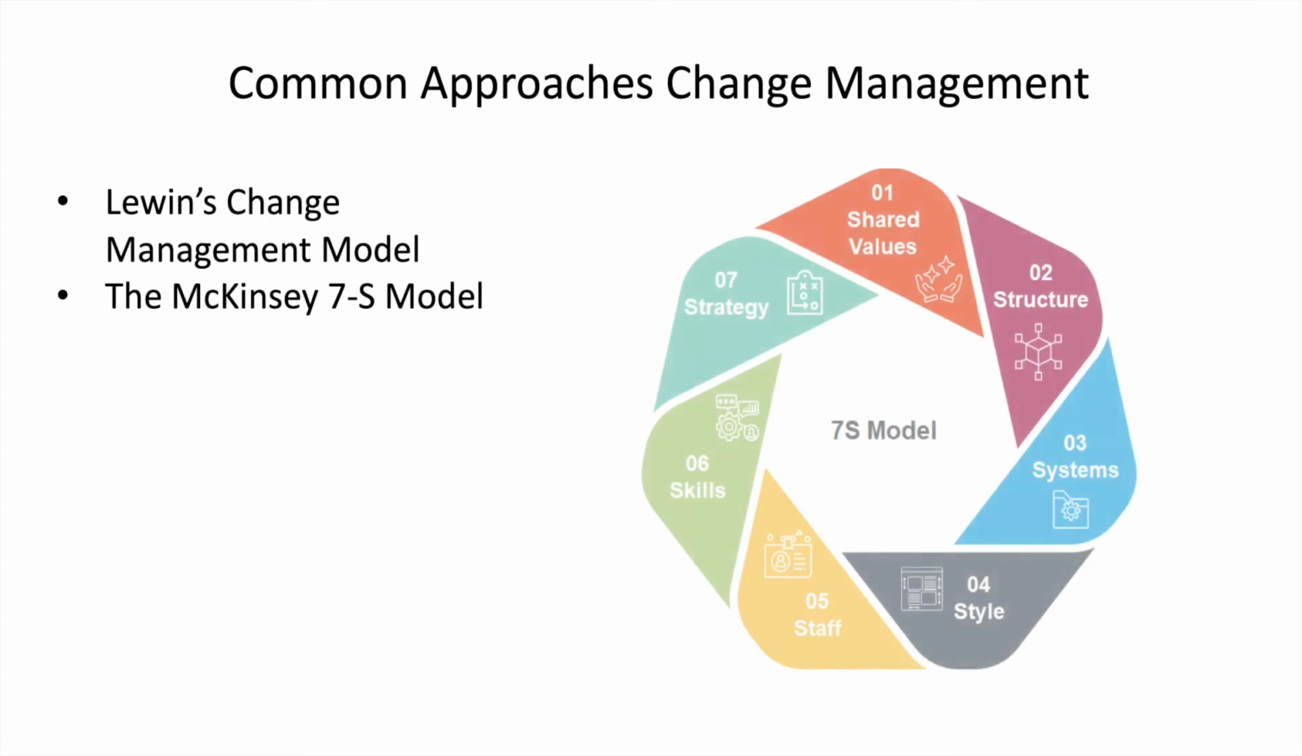McKinsey & Company consultants developed their model to break down change into 7 key components: 1. Shared values, 2. Structure, 3. Systems, 4. Style, 5. Staff, 6. Skills, 7. Strategy. Breaking organizational change down into these core components helps to avoid overlooking any important factors. There's also Kotter's change management theory.